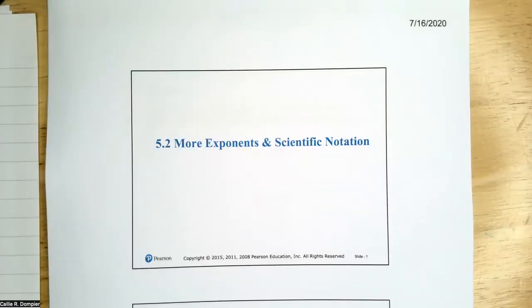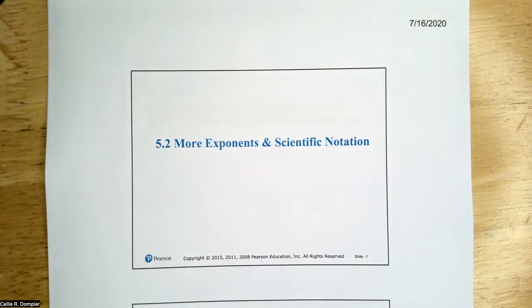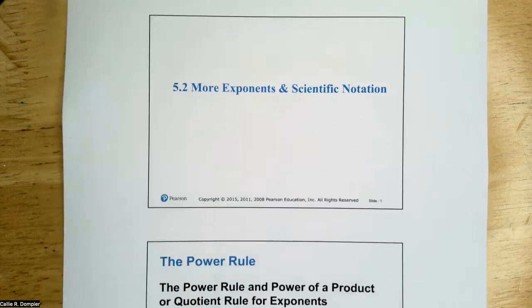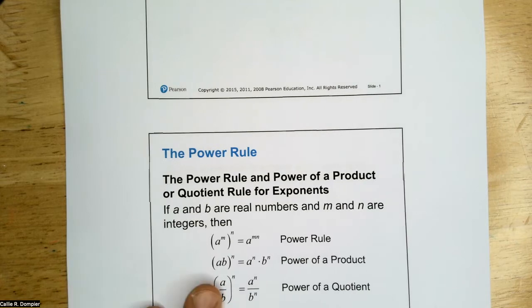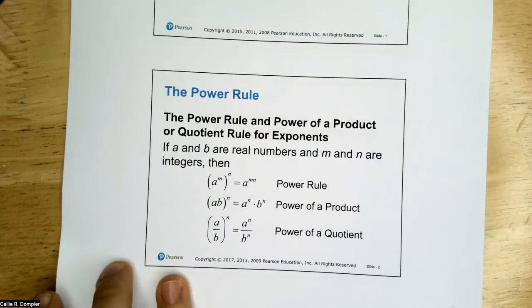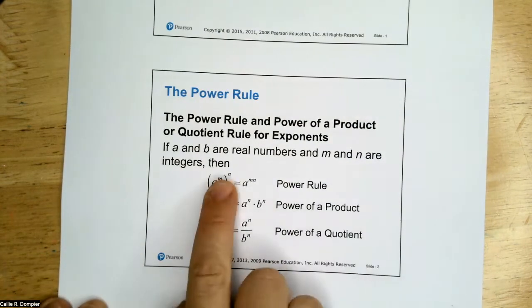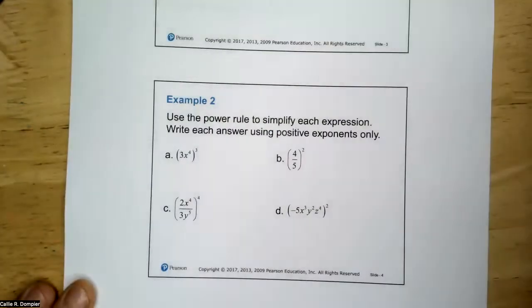All right, this is our second one about exponents and scientific notation. After this, we will go on to polynomials. So we're just going to get into more detail about the power rule, specifically how to distribute exponents through the parentheses. So the power rule, or the power of a product rule, or the power of a quotient rule for exponents will just show us how to distribute an exponent to multiple terms.